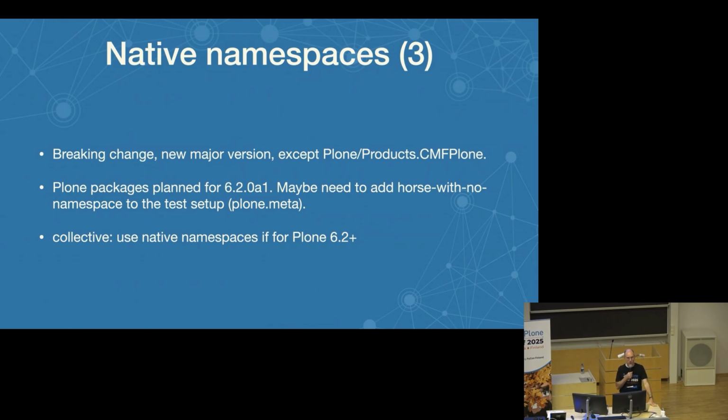And so for all Plone packages, we'll need to create a branch that will be used in Plone 6.1, and then the main or master branch will move to native namespaces. That's a breaking change, a new major version for each package, except for the Plone and Products.CMFPlone packages. For those, I think that's fine to do in a minor release, especially because CC Build and pip can handle it, especially in combination with that Horse with No Name namespace. So we'll do that in a 6.2 minor release.